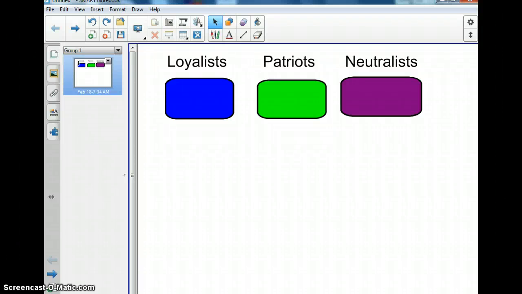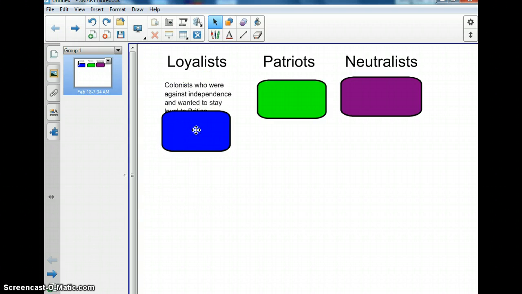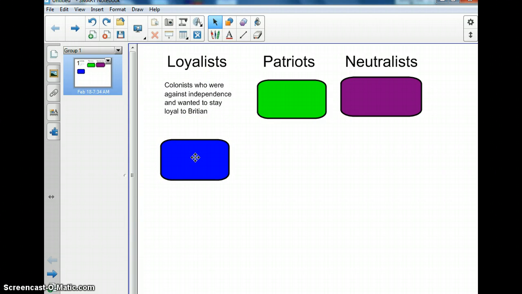Last week we read about how the tensions were beginning to grow between the American colonists and Britain. And last night you read about three different types of colonists. You read about Loyalists, Patriots, and Neutralists. Loyalists were the colonists who were against independence and wanted to stay loyal to Britain. They wanted to continue to follow under the king's rule.